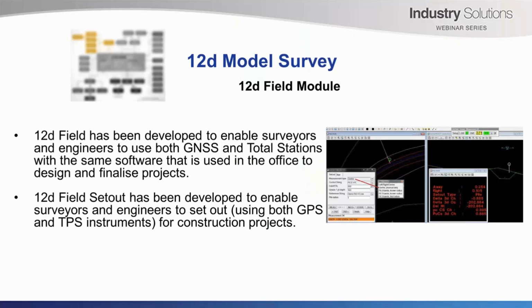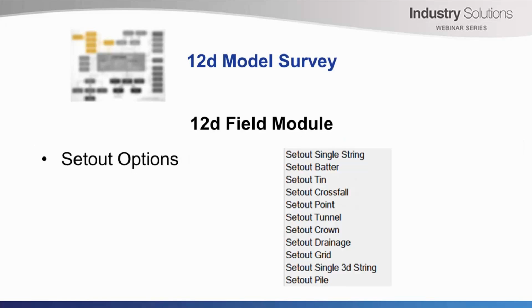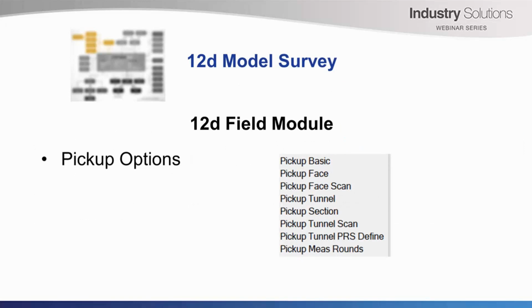12D field has been developed to enable surveyors and engineers to use both GNSS and total stations with the same software that is used in the office to design and finalise projects. 12D field setout has been developed to enable surveyors and engineers to set out using both GPS and TPS instruments for construction projects. Here are some set out options.